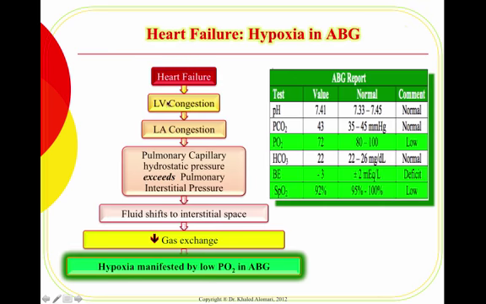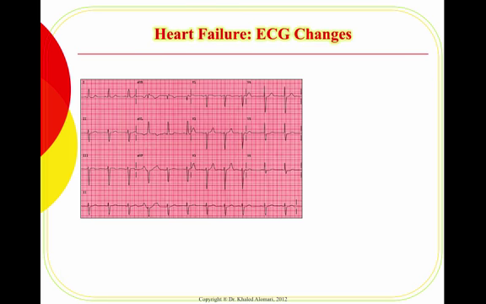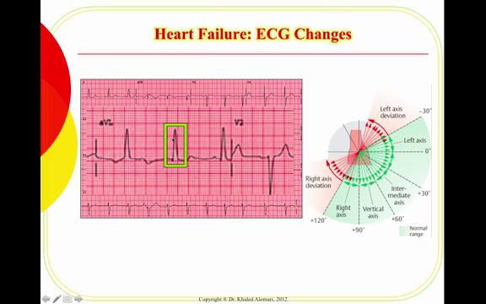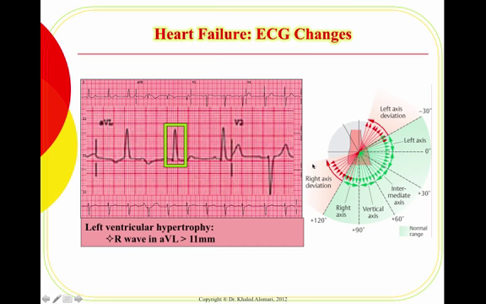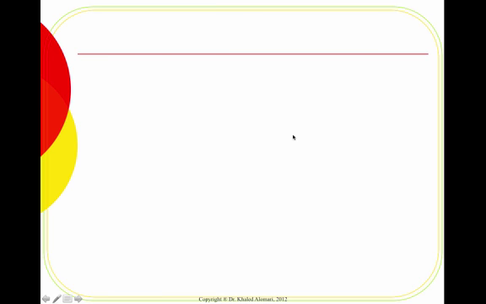And again, this is why you would see abnormal ABGs, again because mainly of the pulmonary edema. And this is why you could see some changes in ECG. Again, it's a deviation of the left side of the heart, especially if there's hypertrophy. We'll talk about that more in echocardiogram, remember what you would see in echocardiogram.